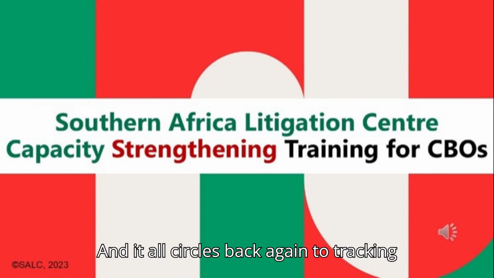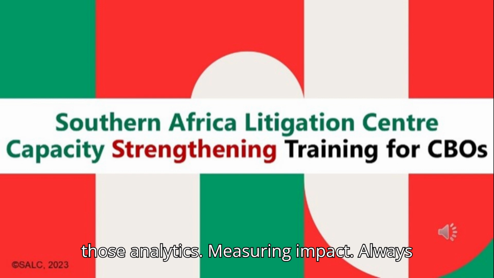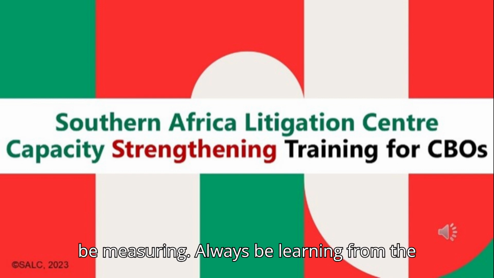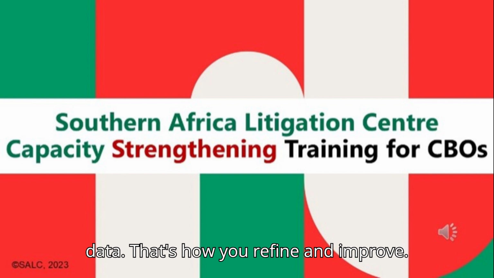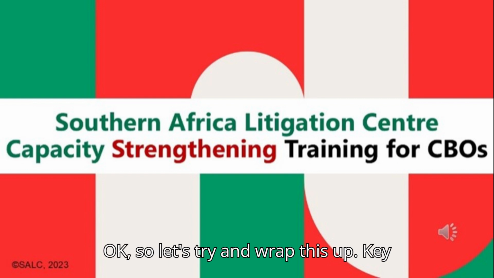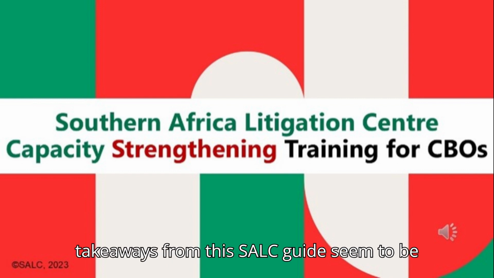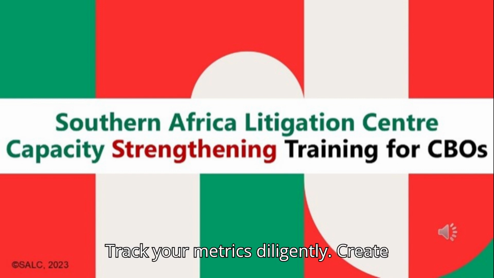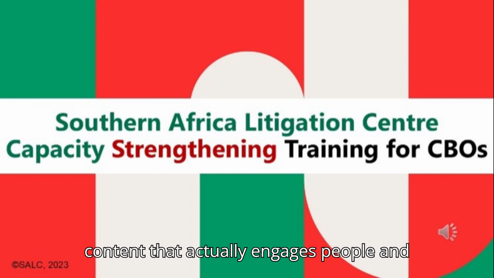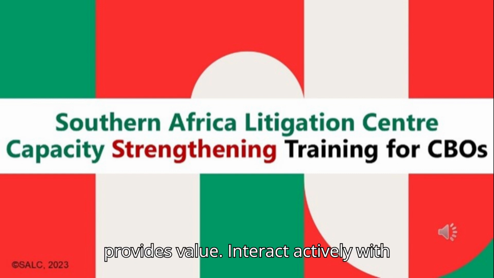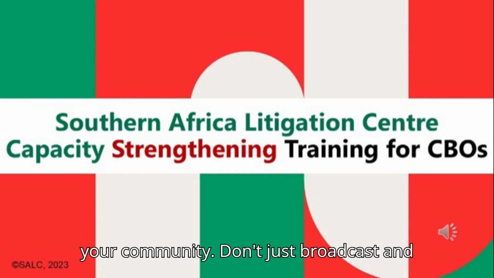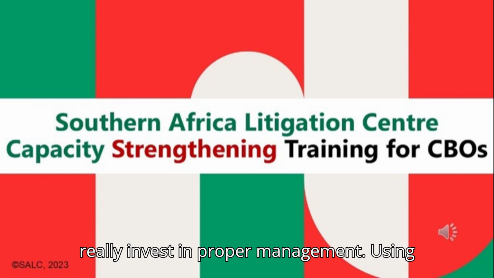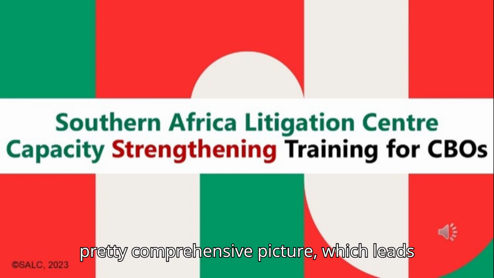And it all circles back, again, to tracking those analytics, measuring impact. Always be measuring. Always be learning from the data. That's how you refine and improve. Okay, so let's try and wrap this up. Key takeaways from this SALC guide seem to be: start with smart strategic naming. Understand the platforms you're using, track your metrics diligently, create content that actually engages people and provides value. Interact actively with your community, don't just broadcast. And really invest in proper management, using the right tools and practices. It's a pretty comprehensive picture.